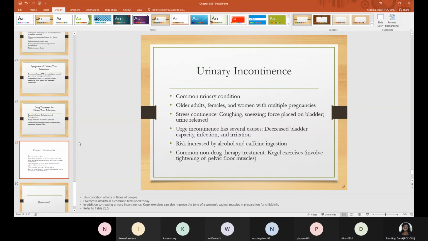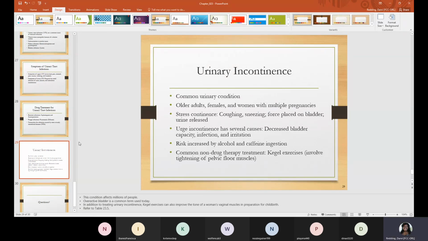As mentioned here on this slide, you have stress incontinence. That's where if someone coughs, a little bit of urine might leak, or if they sneeze, a little bit of urine might be released. Or have you ever laughed so hard, maybe you don't have a condition, but have you ever laughed so hard that you actually peed on yourself? That's kind of like it, but it's more frequent. So that's urinary incontinence.